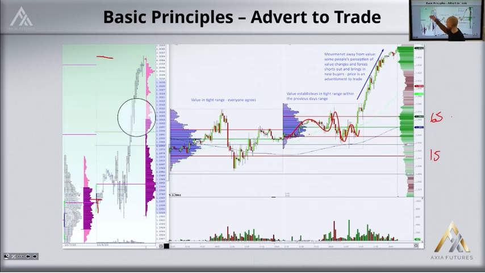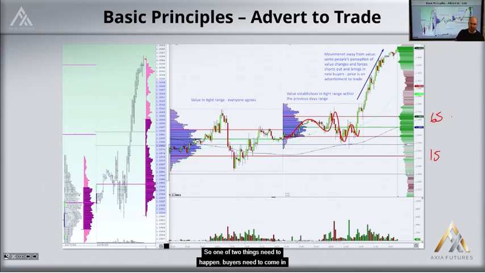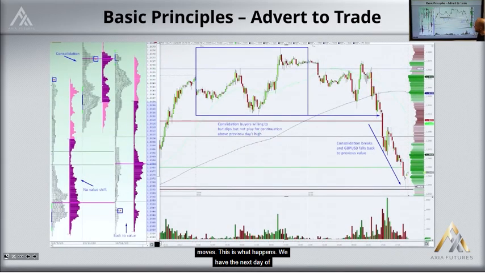Value's been left lower. So one of two things needs to happen. Buyers need to come in and respond and maintain price up here, or price is going to get driven back down as sellers come in, respond to those higher prices, start to sell, and buyers don't step in. Price is going to get dragged back to value. Remember, a move isn't sustainable unless value moves. And this is what happens.